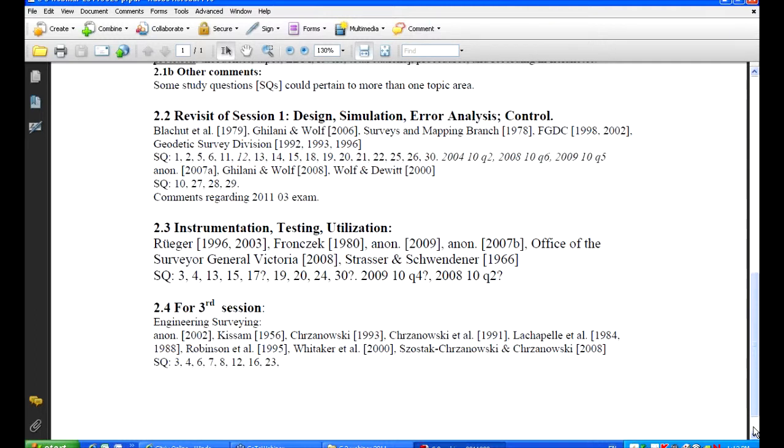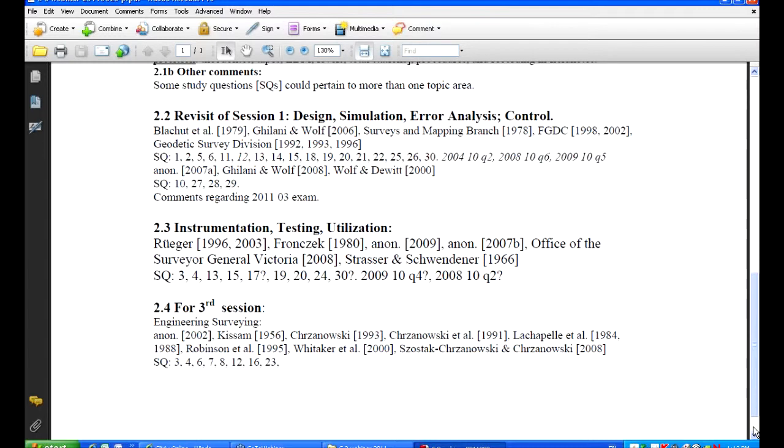The 2003 publication is one that you can get from the University of New South Wales, and it deals better with electronic total stations than the references that were listed for 2.2 and also for digital automatic levels.